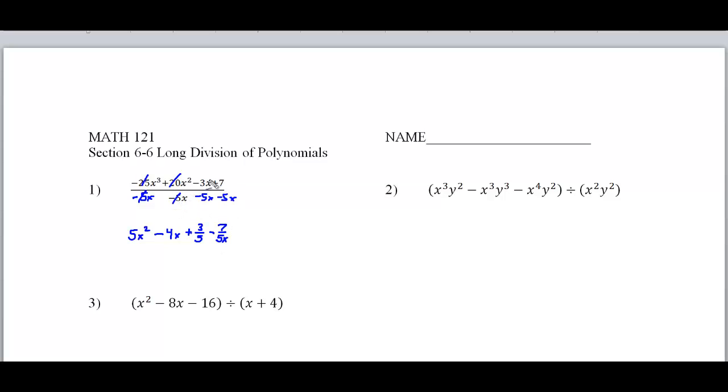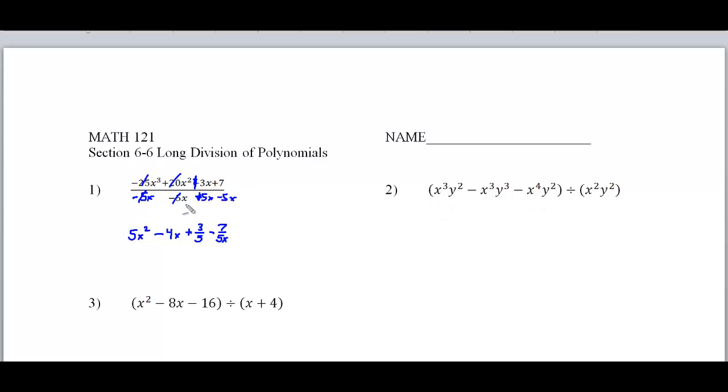So we did have some simplification, but we really didn't have any zero remainder kind of problem. So this is not a perfect factor of this entire problem.